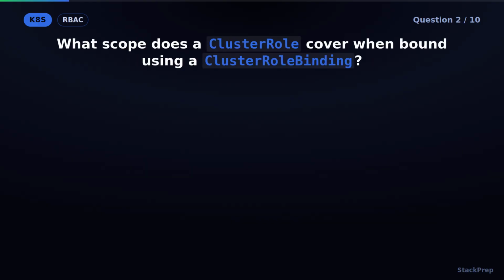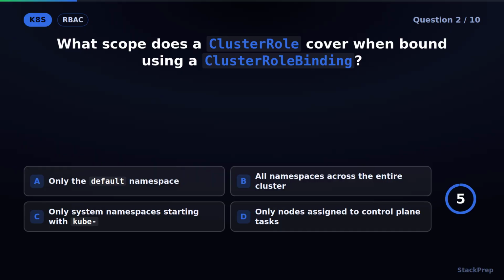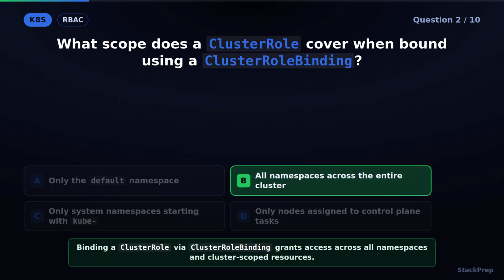What scope does a ClusterRole cover when bound using a ClusterRoleBinding? The answer: all namespaces across the entire cluster. Binding a ClusterRole via ClusterRoleBinding grants access across all namespaces and cluster-scoped resources.